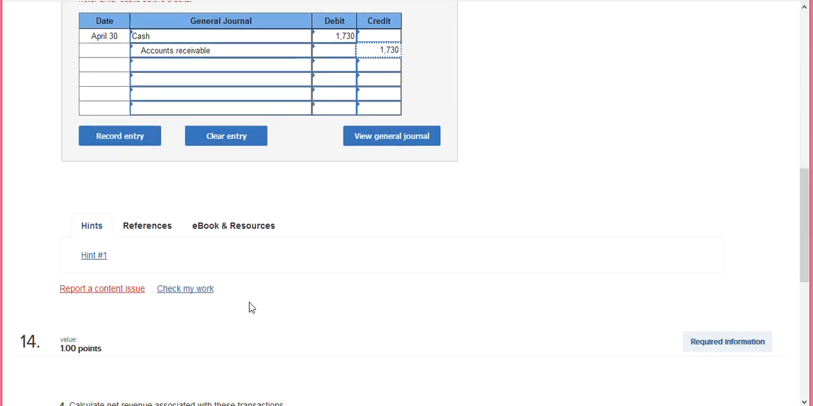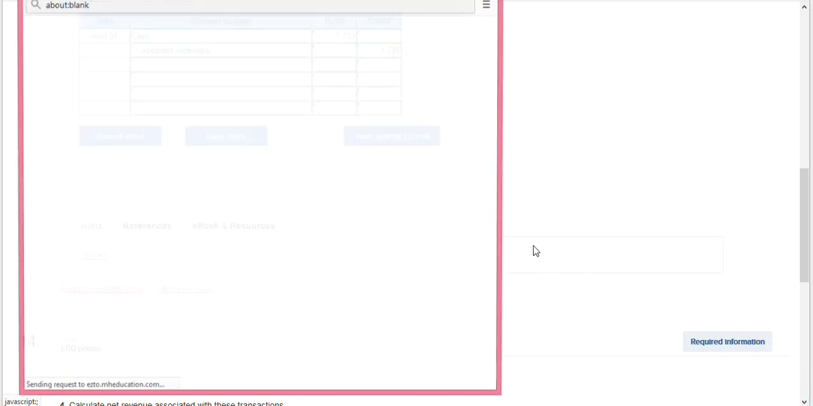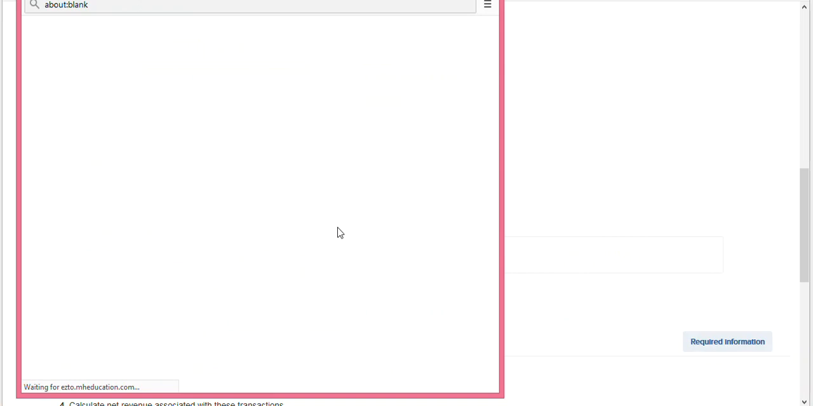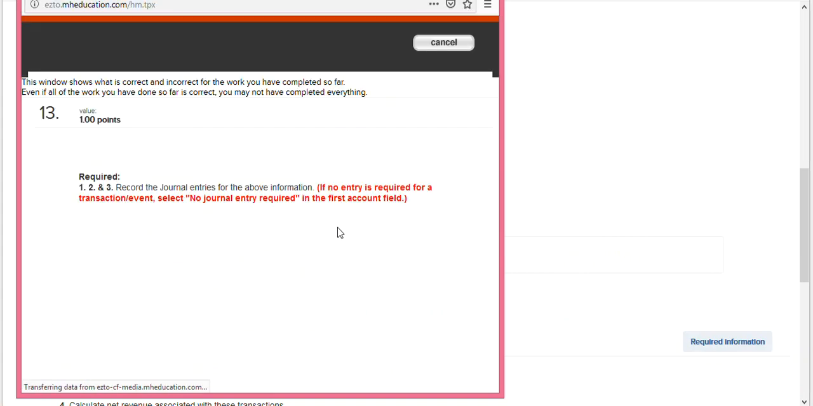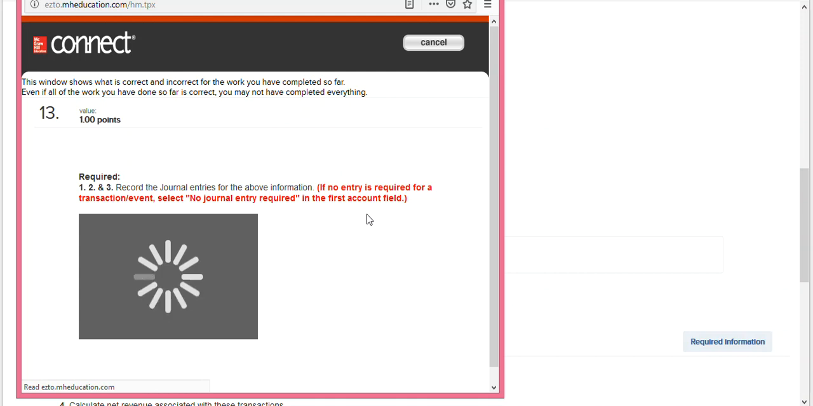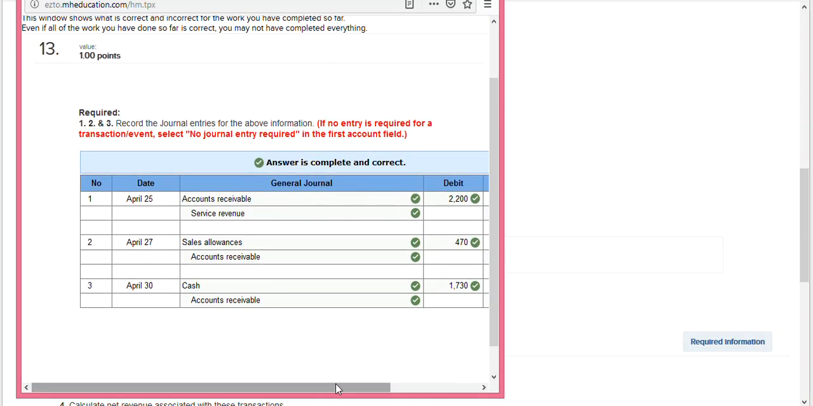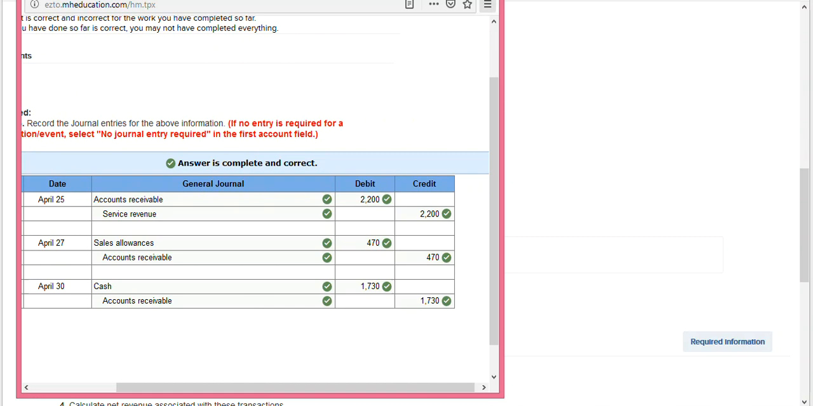And I always like to check my work just to make sure that I haven't done anything strange when I was doing my calculations. Make sure I've got my formatting correct. And we've got incredibly slow internet right now. Yep, so that's what yours are going to look like, something like that.